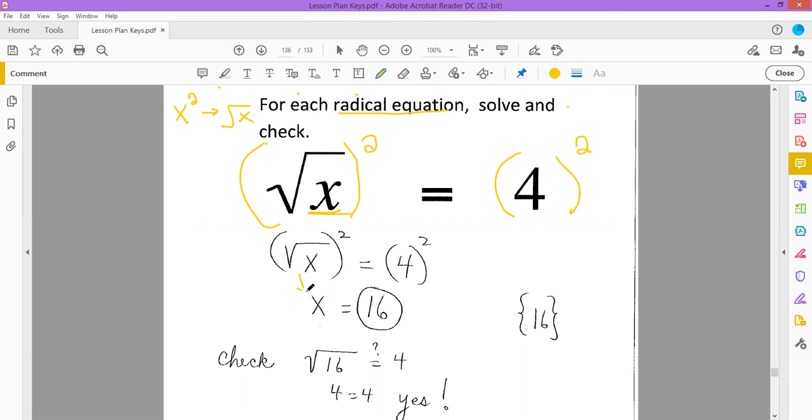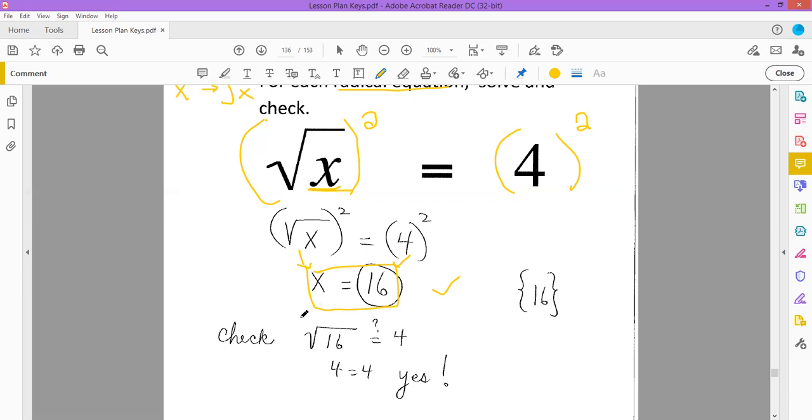And when we do that, the square root of x raised to the second power gives you x. This 4, when we raise 4 to the second power, we get 16. So this is our solution. x is equal to 16. When we take the square root of 16, we get 4. Now you can always check your solutions by plugging the number that you get for x back into the original equation. And then you calculate it.